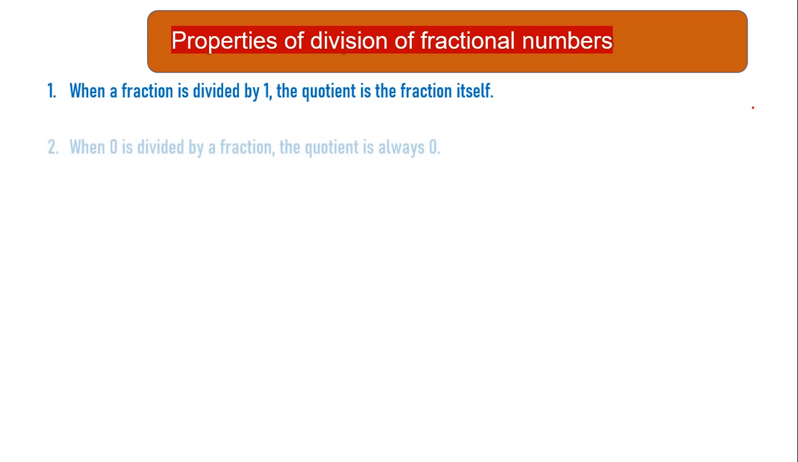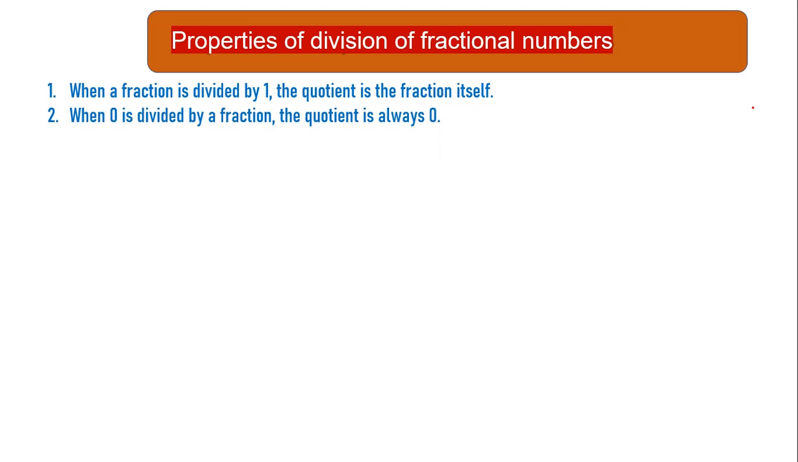Let's move to the second property. When 0 is divided by a fraction, quotient is always 0. If you take a fraction 3 by 5, and using this fraction, if you divide the number 0 by this fraction 3 by 5, you will get the answer as 0. This is the meaning of the second property.